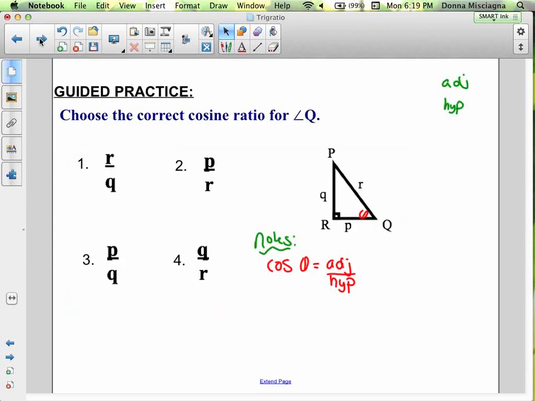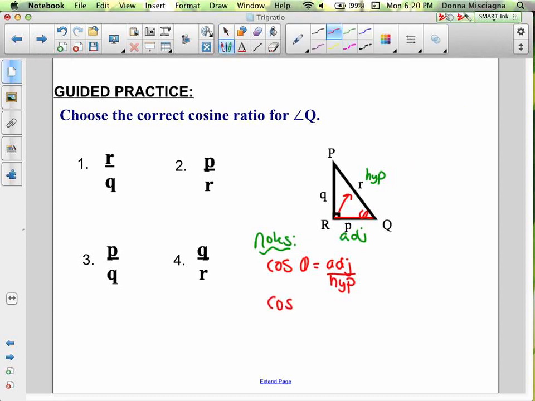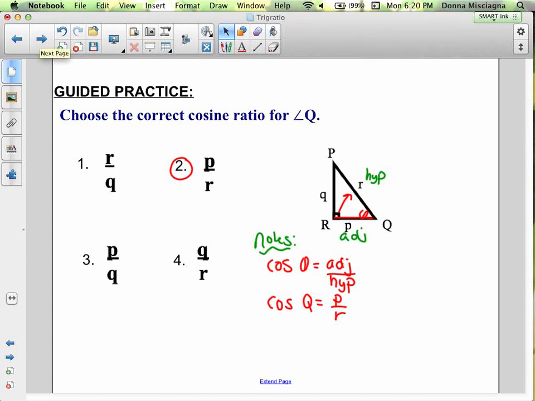So this one's in your notes. We want to choose the correct cosine ratio for angle Q. There's angle Q. We're doing the cosine now. The adjacent side is the leg that makes up part of angle Q. So that leg right there is going to be the adjacent. And of course, the hypotenuse is always opposite the right angle. So side R there is the hypotenuse. You can label the triangle in your notes and write that the cosine ratio for angle Q is going to be side P over side R. So number 2 here: side P over side R, the adjacent side over the hypotenuse.